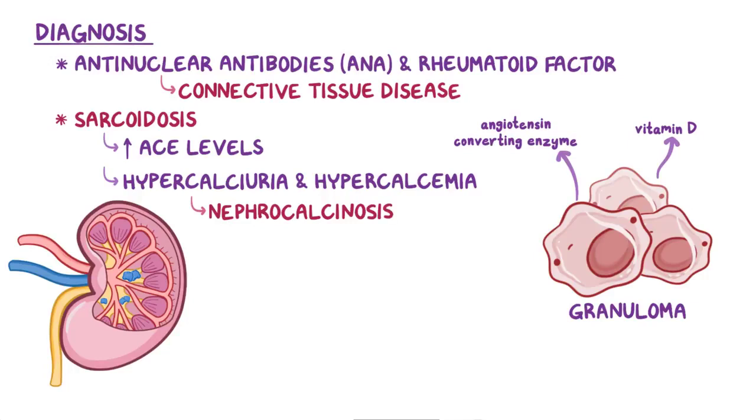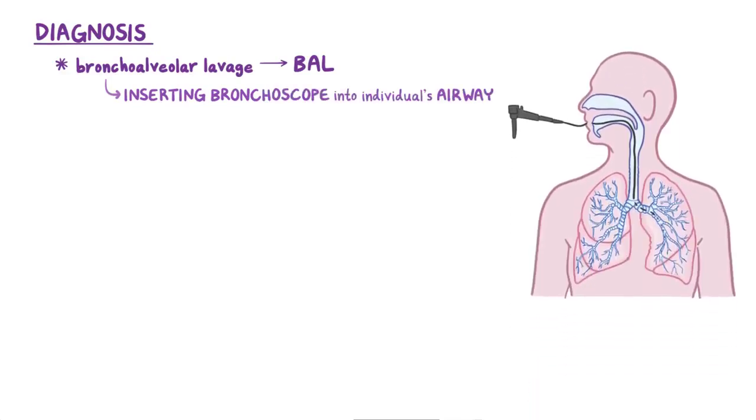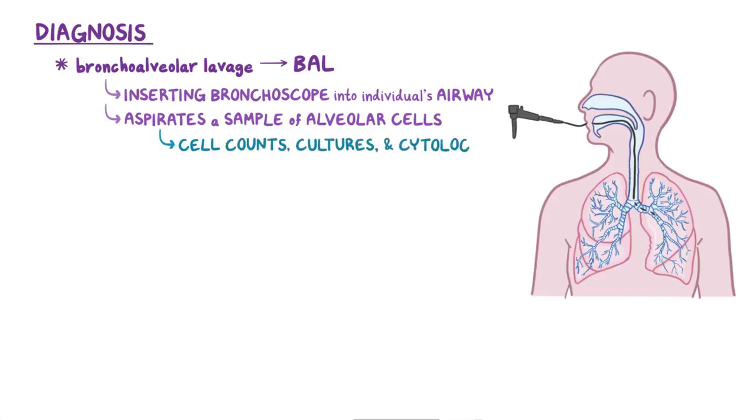Now, these findings can help support the diagnosis. However, they are nonspecific because they can be found in various granulomatous processes. Now, in certain cases, a bronchoalveolar lavage, or BAL, may assist with the diagnosis. A BAL involves inserting a bronchoscope into the individual's airway all the way down to the smallest branches of the lung. Then, a suction tube aspirates a sample of alveolar cells from where we think the pathology is happening. The sample can then be sent off for laboratory testing, including cell counts, cultures, and cytology.